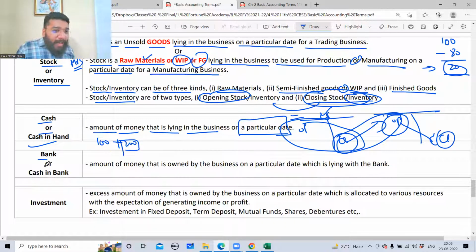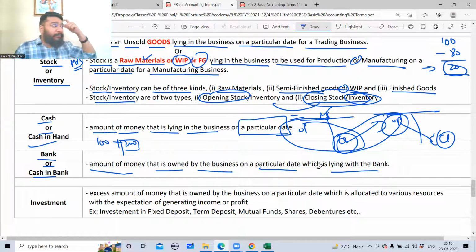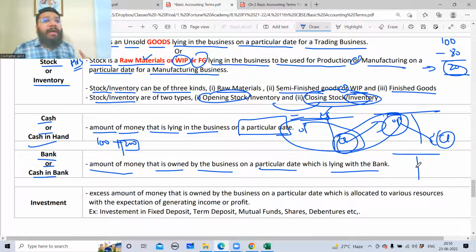Okay. Next is bank or cash in bank. What is this? This is the amount of money that is owned by the business on a particular date, which is lying with the bank. So cash in hand is something which you own. Correct? That's what we learned. And cash in bank is something which you expect to receive in future. So the money which is lying, let's suppose, with Axis Bank, whenever I demand, the bank will have to pay it back to me. So anything that I'm supposed to receive in future is asset.